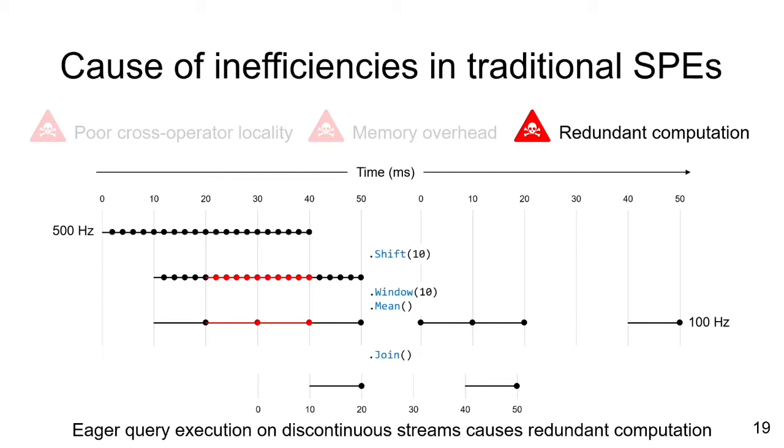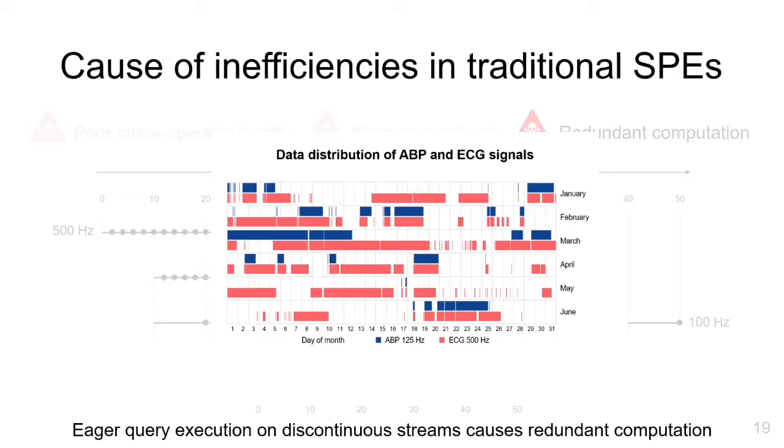This is especially a problem with physiological data processing, as data scientists often want to join multiple signal streams together after performing a sequence of compute-heavy operations on each of them. This figure shows the data distribution of blood pressure and ECG signals collected over a 6-month period. As you can see in this figure, the strictly overlapping regions of both these signals are far smaller compared to the total data size. This non-uniform data distribution causes a significant amount of redundant computation in traditional stream processing engines.